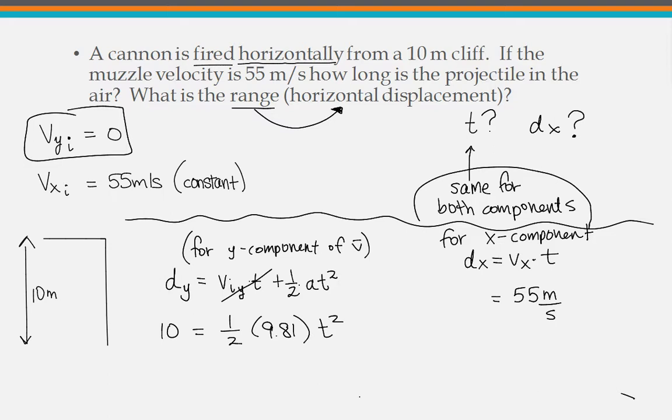Anyways, timesing both sides by 2, and then dividing by 9.81, and then square rooting. You guys okay with that? Should be at this point. Times both sides by 2. That gets rid of the half. And then divide out the 9.81. And then square root. What'd you guys get? Okay, 1.4 seconds.